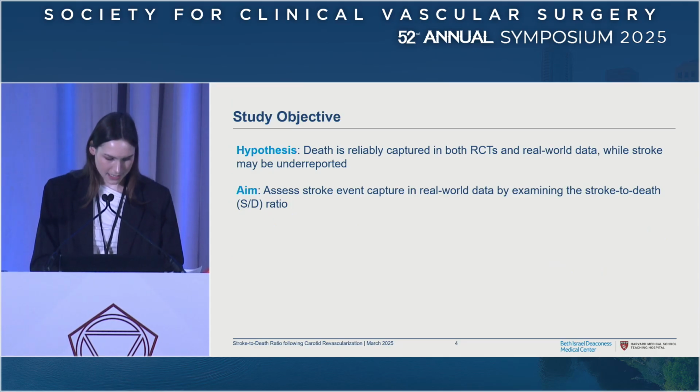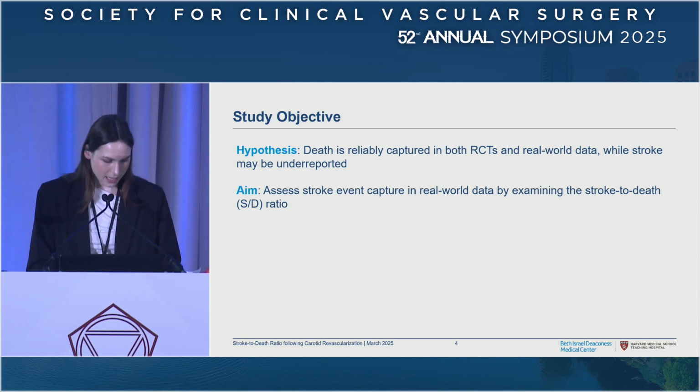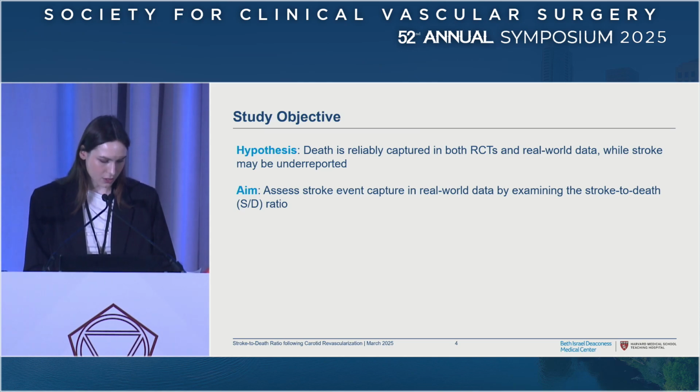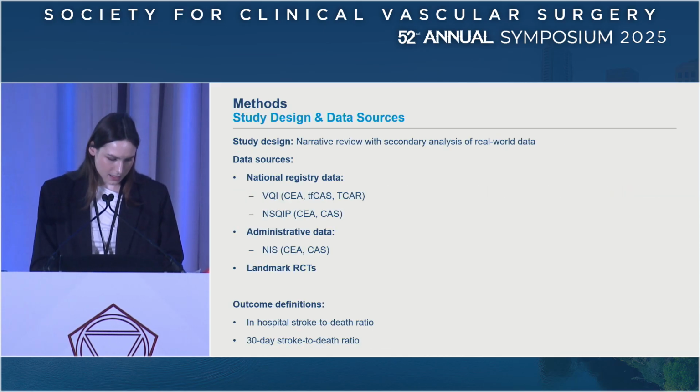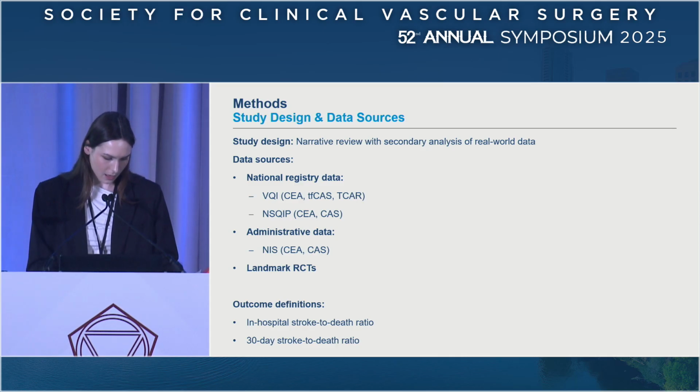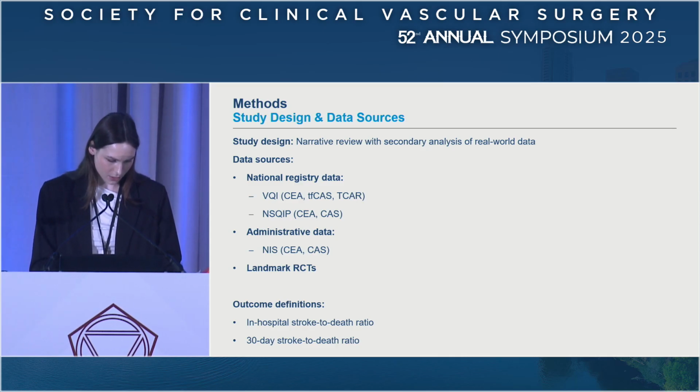We hypothesize that death is reliably captured in both RCTs and real-world data, whereas stroke events may be underreported in real-world settings. To investigate this, we analyzed the stroke-to-death ratio across different data sources to assess the completeness of stroke event capture. This study is a narrative review with a secondary analysis of real-world data from VQI, NSQIP, and NIS. For each procedure, we calculated the in-hospital and 30-day stroke-to-death ratios, stratified by symptom status.